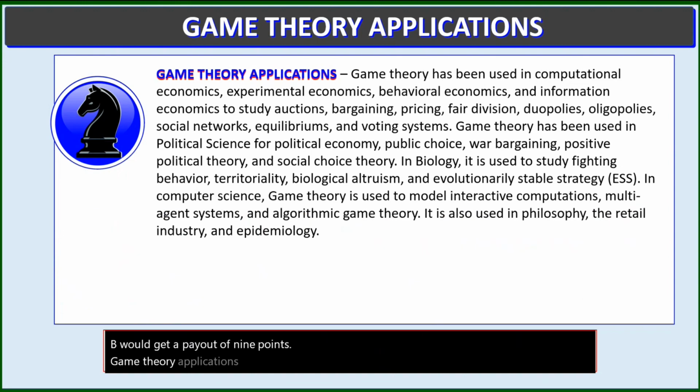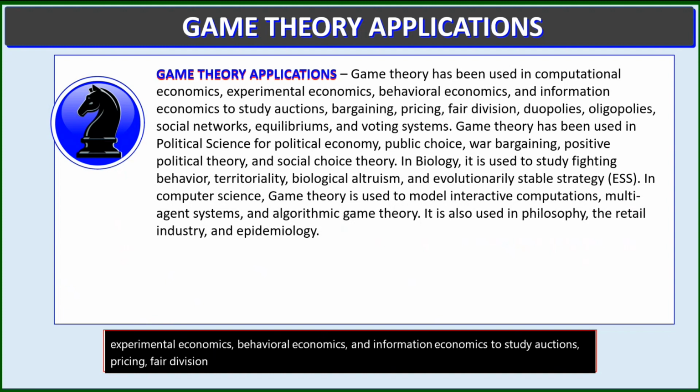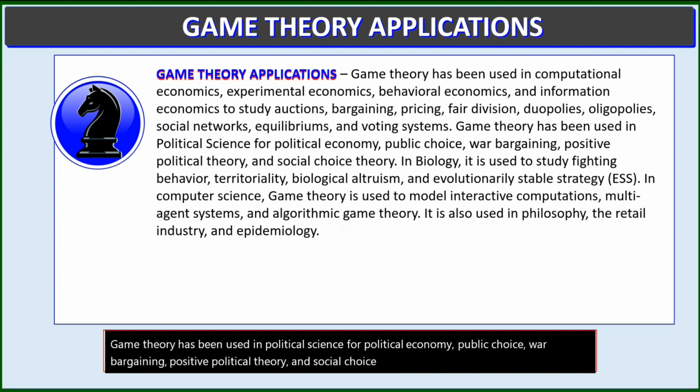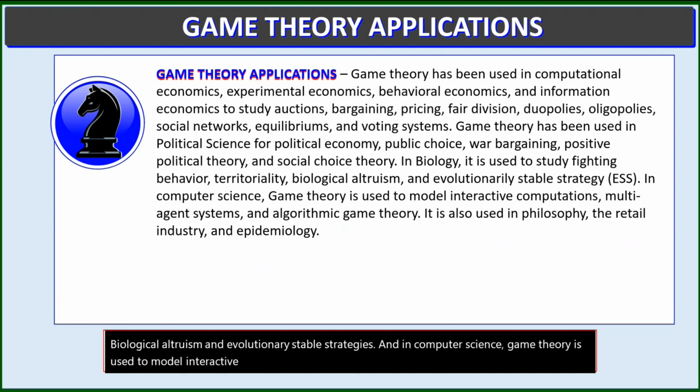Game theory applications. Today, game theory has been used in computational economics, experimental economics, behavioral economics, and information economics to study auctions, bargaining, pricing, fair division, duopolies, oligopolies, social networks, equilibriums, and voting systems. Game theory has been used in political science for political economy, public choice, war bargaining, positive political theory, and social choice theory. In biology, it's used to study fighting behavior, territoriality, biological altruism, and evolutionary stable strategies. And in computer science, game theory is used to model interactive computations, multi-agent systems, and algorithmic game theory. It's also used in philosophy, the retailing industry, and epidemiology.